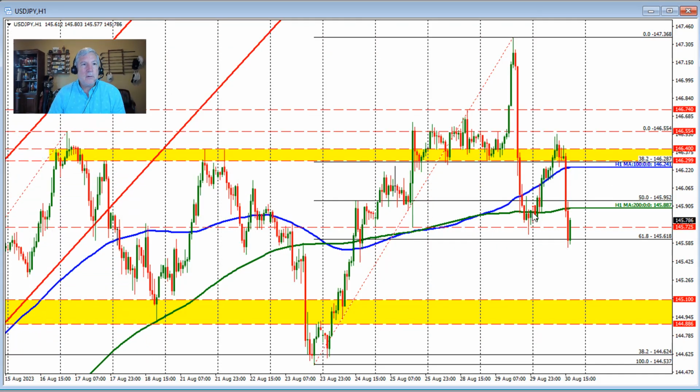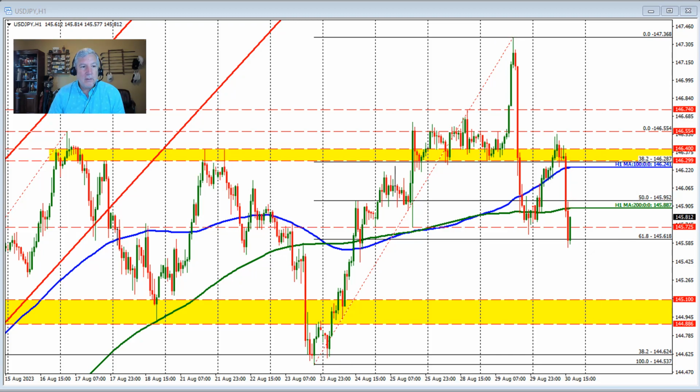Let's take a look at the dollar versus yen, and this pair is now moving below the 50% midpoint of the move up from last week's low to the high price that we saw in trading this week. That 50% retracement comes in at 145.95, and as you can see, the price, after moving lower and making a new low, found willing sellers against that level and pushed to the downside. We were also below the 200-hour moving average. That 200-hour moving average comes in at 145.887.